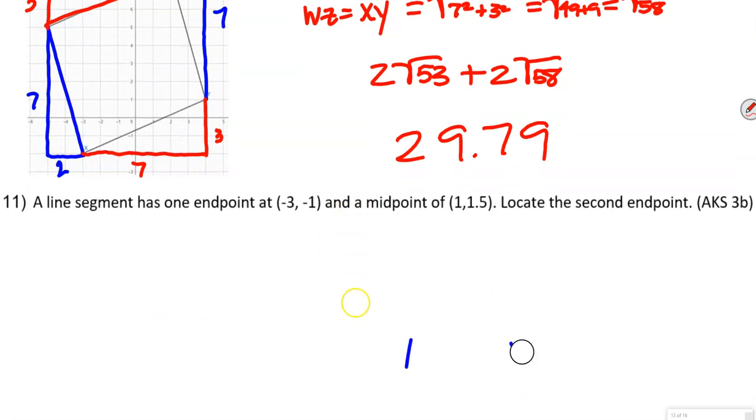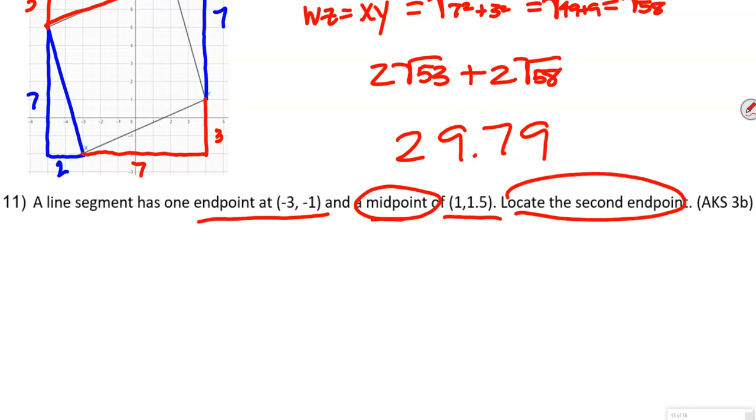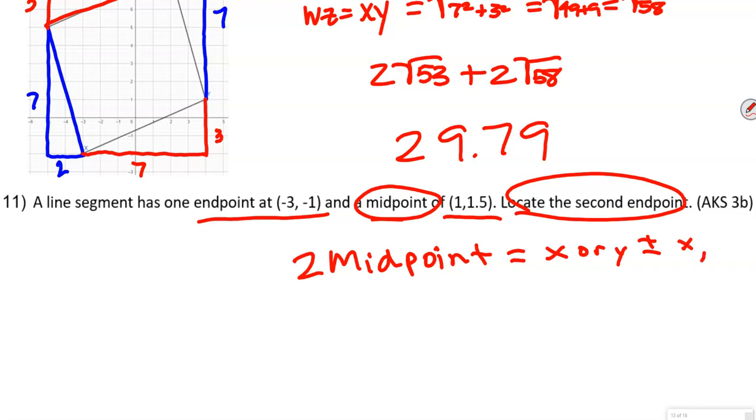All right, this next one says a line segment has one endpoint at here. So that's one of our endpoints. And then a midpoint of 1, 1.5. And then it says locate the second endpoint. Now, we did a hack for this, if you guys remember. If we do 2 times our midpoint, okay, then that equals either X or Y plus or minus our X comma Y.